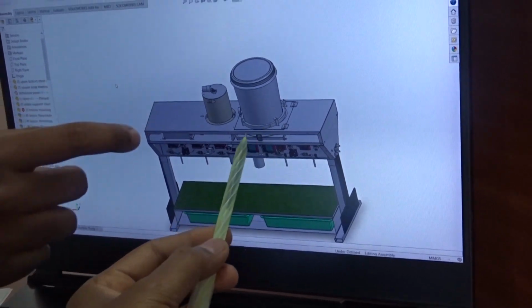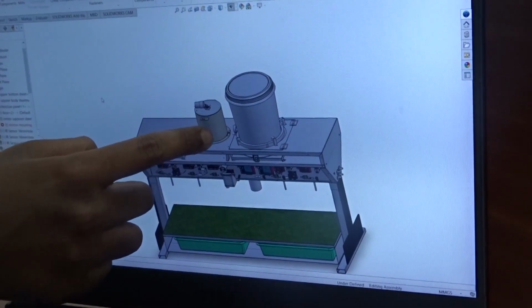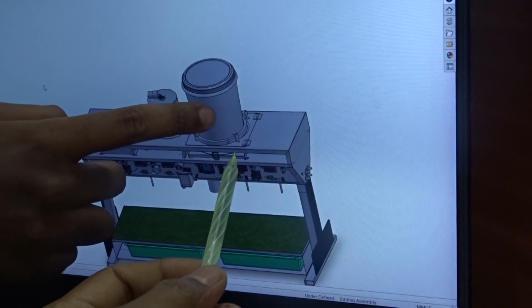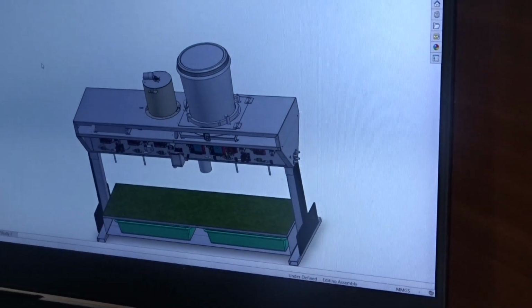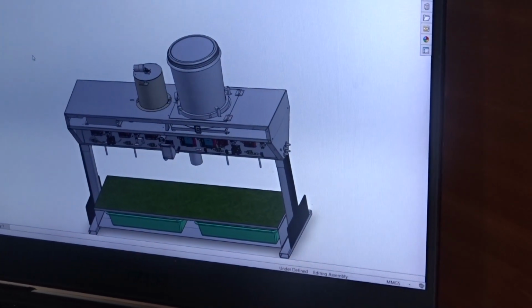Where is the curry placed, I'm asking. The curry is placed in this container. In this container there are puris. There is a circular rotating disc which has a hole. Whenever the hole is in contact, the puri falls.